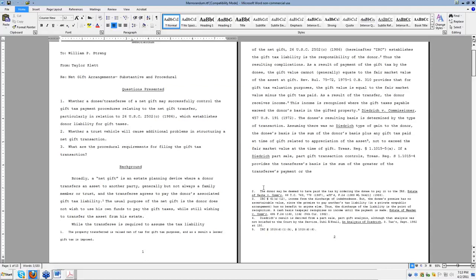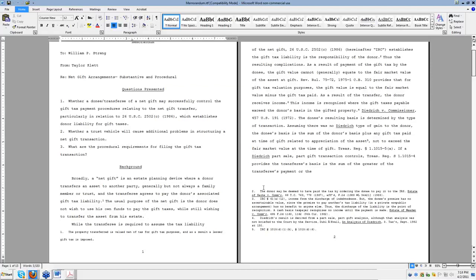No, the borrower is the transferor. Oh, okay, I'm wrong on that one. The borrower or homeowner is the transferor. The mortgage company is the transferee. And what does the transferor agree to do? To pay the donor's associated gift tax liability.